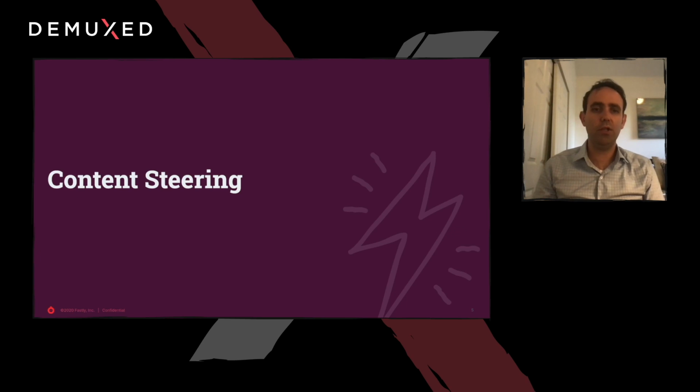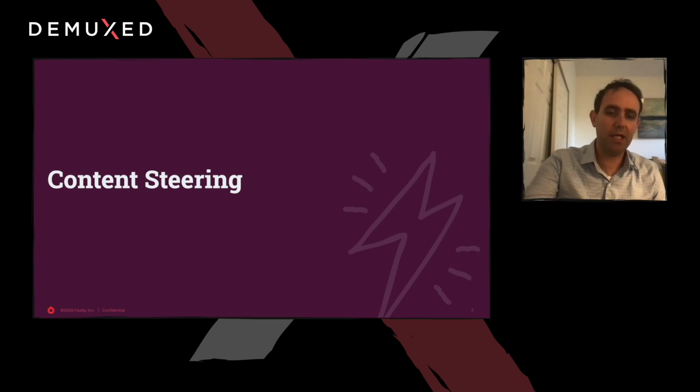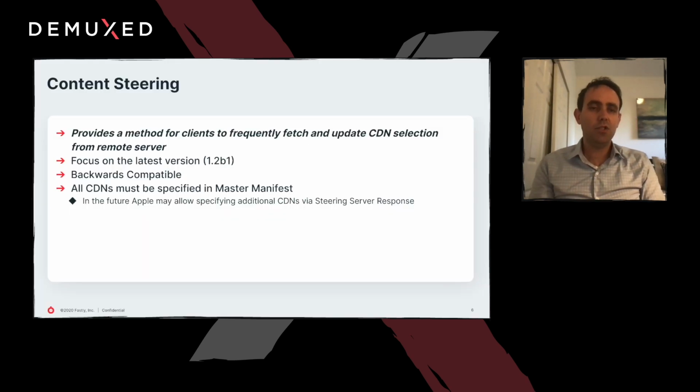So let's have a look at this new content steering spec. The Content Steering spec provides a method for clients to frequently fetch and update CDN selection from a remote server. We'll focus today on the latest version of the spec, 1.2b1. This spec was designed to be backwards compatible, so clients that don't know about content steering are still able to use these manifests and these streams.